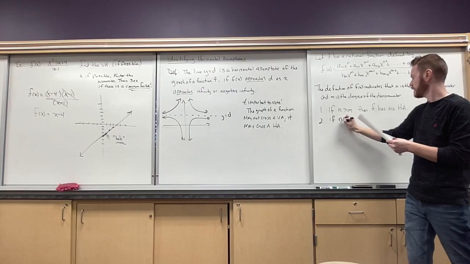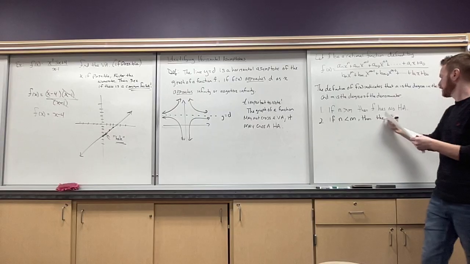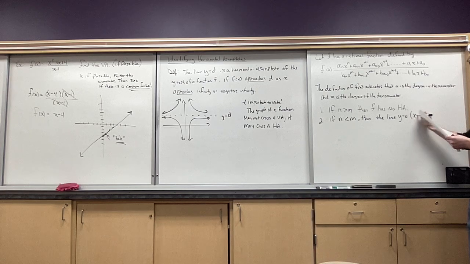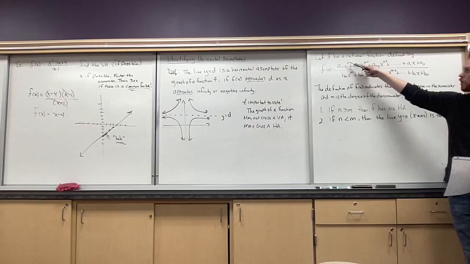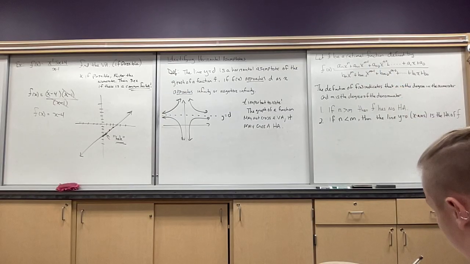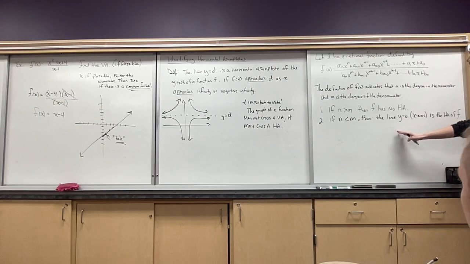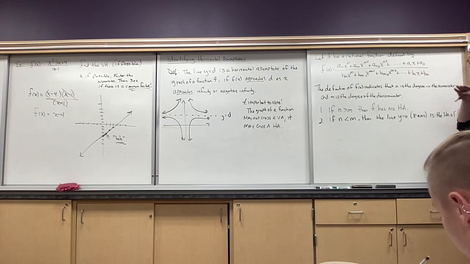If the degree in the numerator is less than the degree in the denominator, then the line y equals 0, and remember what that means, that's the x-axis, is the horizontal asymptote of f. So again, if the degree up here was smaller than the degree down here, then the x-axis will be our horizontal asymptote. Now that would be the very first example I showed you, where it was approaching the x-axis but not crossing it.